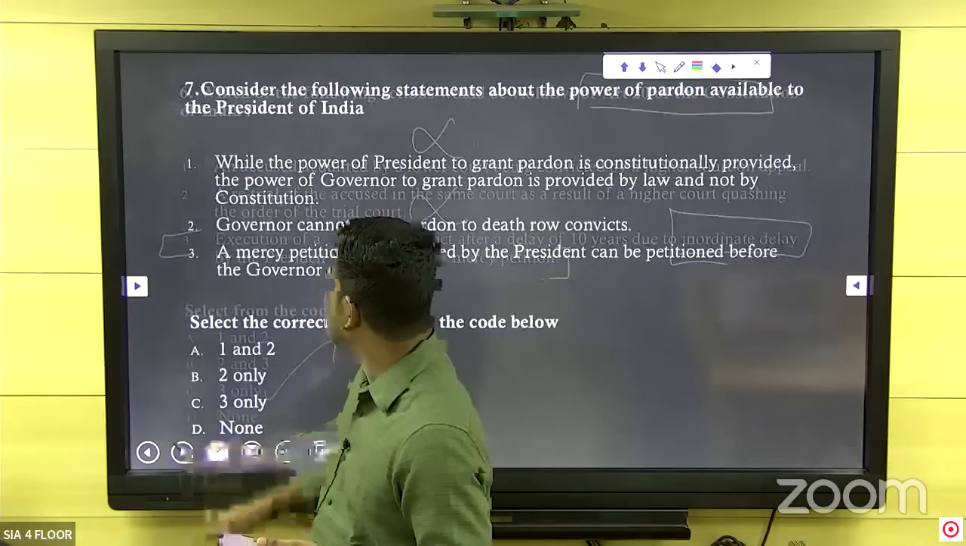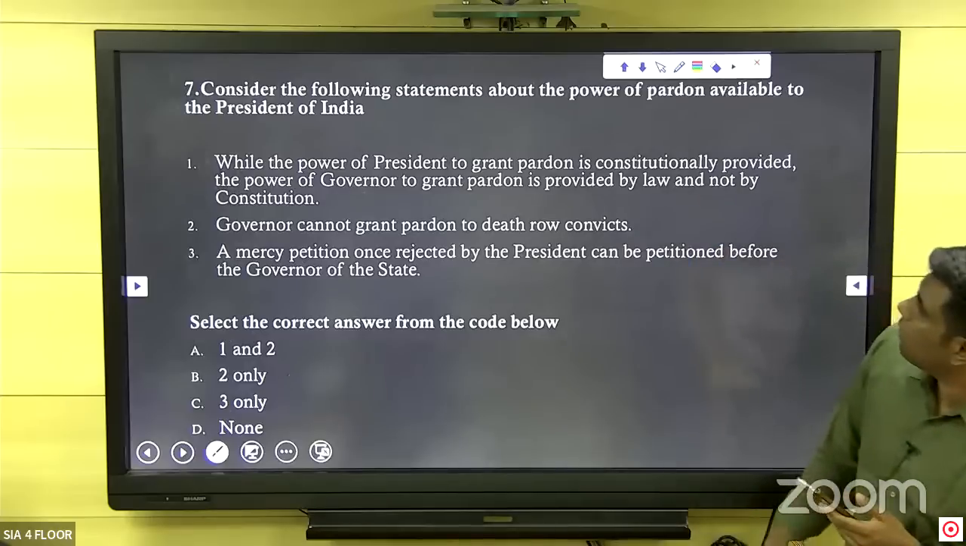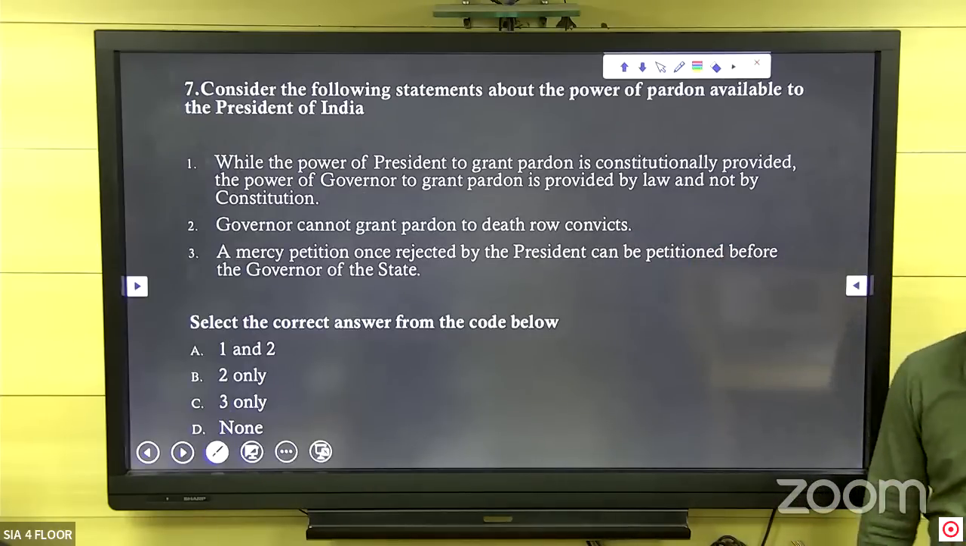All right, we move on. Power of pardon available to the President of India.